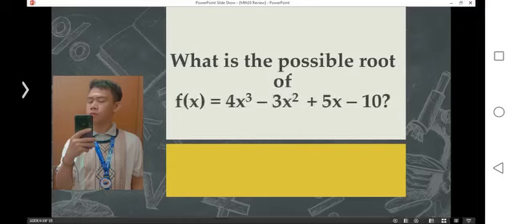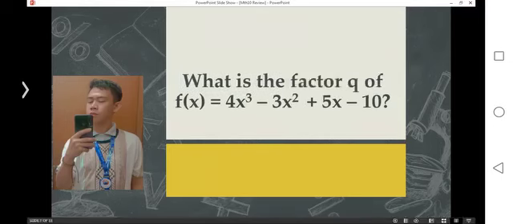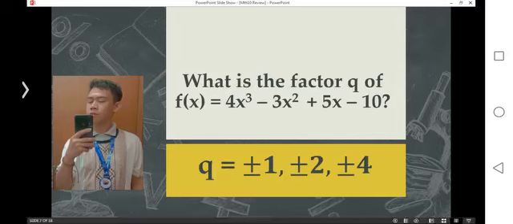How about the factor q of the same function, 4x³ - 3x² + 5x - 10? Again, in the rational root theorem, p is the constant. So here, your p is negative 10, while q is the leading coefficient. In this case, our leading term is 4x³ and the leading coefficient is 4. So we're looking for the factors of q, which is 4. These are ±1, ±2, and ±4. And this is the answer.